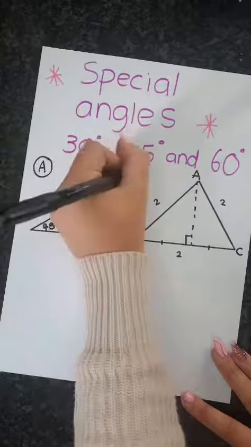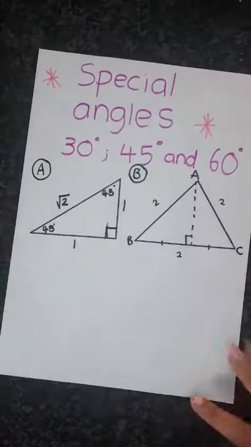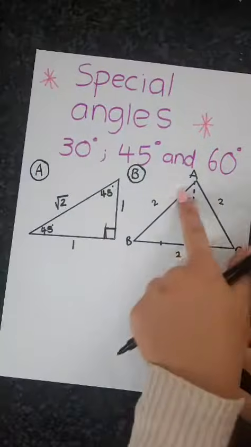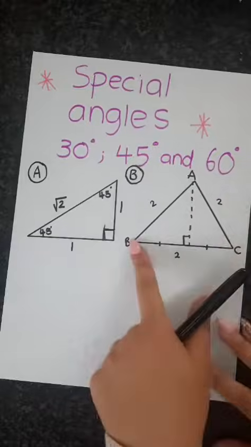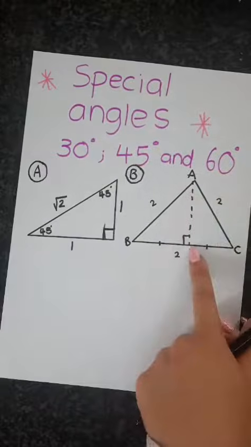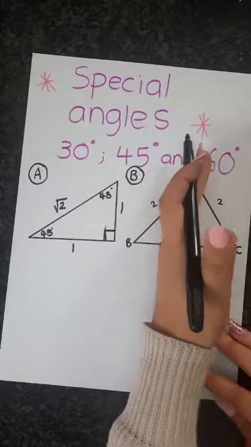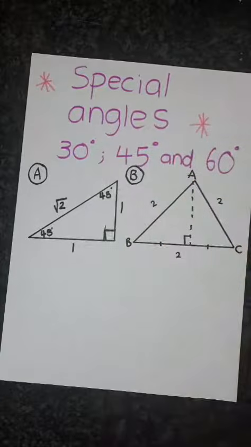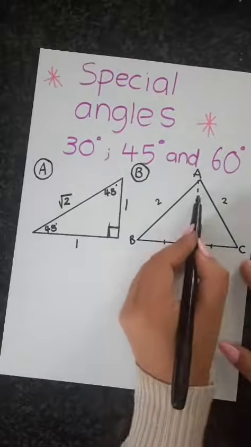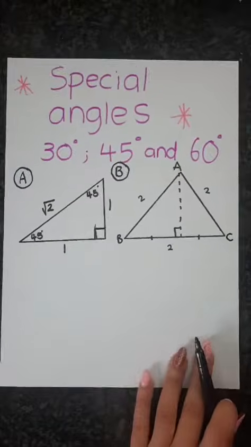Then for triangle B, what they did is they took an equilateral triangle with sides of 2, 2, 2. Then they dropped a perpendicular, cutting it into two congruent triangles. So if this is 2, this perpendicular line is essentially like a line of symmetry.